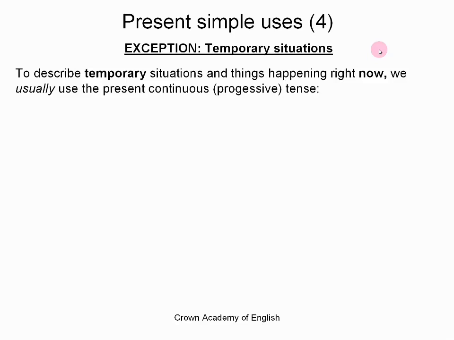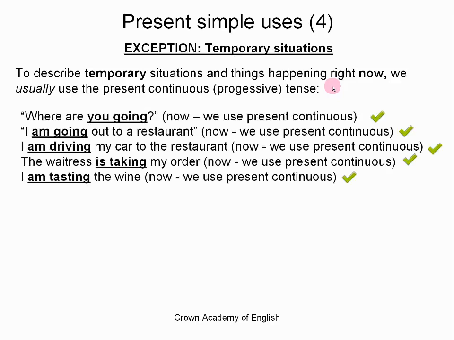So, this is what I've just been saying. To describe temporary situations and things happening right now, we usually use the present continuous tense. So, let's have a look at that example. If we wanted to ask someone right now where they are going, we would say, "Where are you going?" So we want to know where they are going now. So that is why we use the present continuous. And they would answer, "Well, now I'm going out to a restaurant." So as you can see, this is the present continuous. This isn't the present simple.